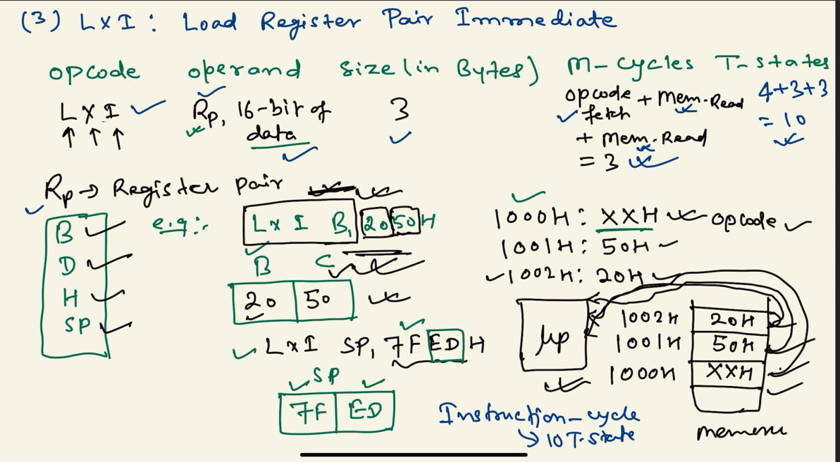So I hope you got clarity about their opcode, operand, size, machine cycle, T state, and, more importantly, their operation. Once we know the operation of the instruction, it is very easy to find out their size, their machine cycles and their number of T states.